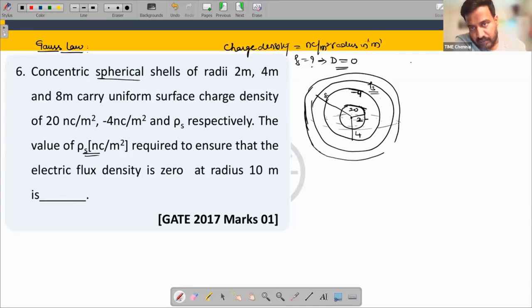If I consider one more shell now, of radius 10 meter, how much rho s should be kept here so that D will become 0? That's the question.